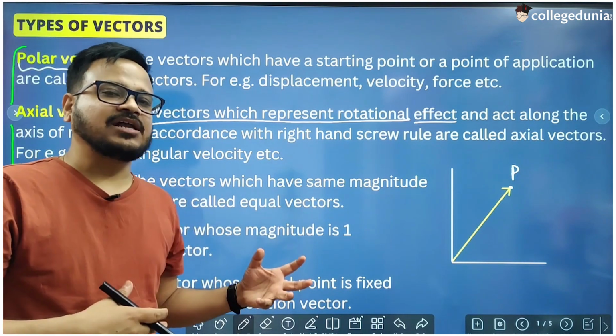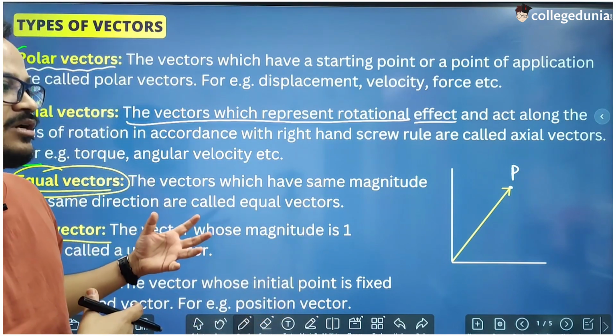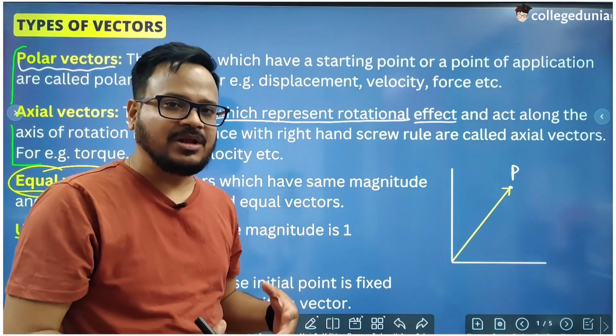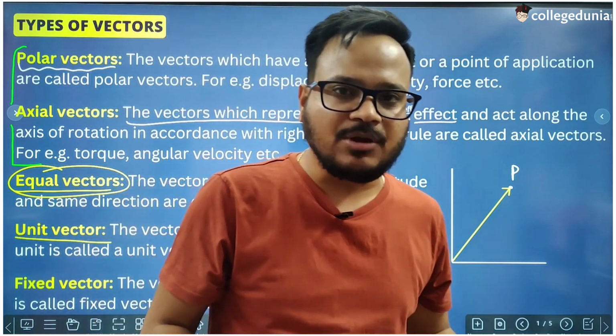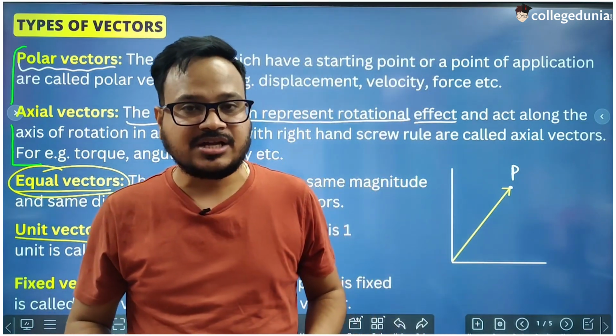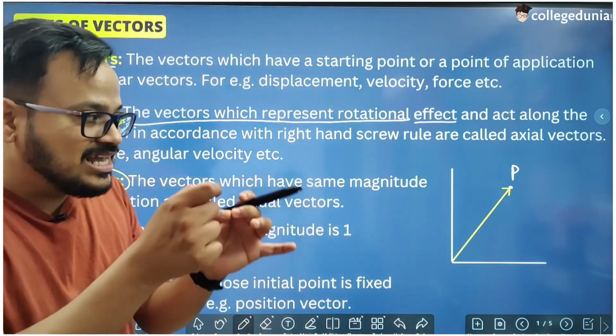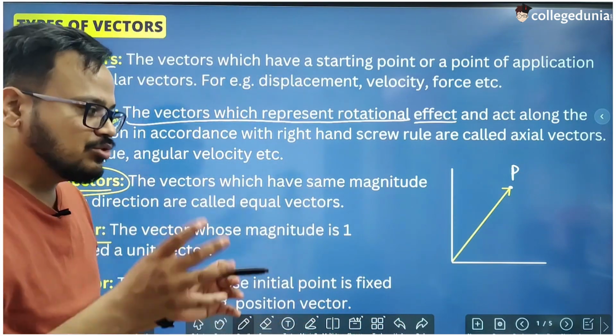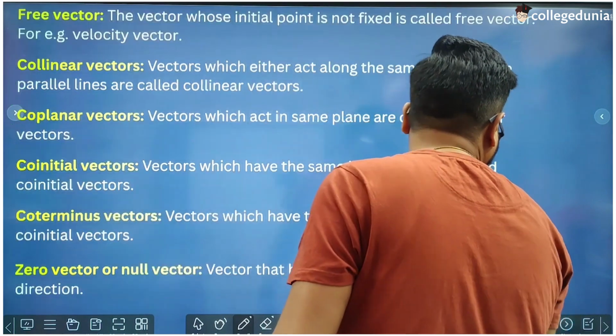And there are other vectors whose initial points are not fixed. They are called free vectors. For example, velocity vector is a free vector because if a body is moving, it can turn in this direction, it can turn in this direction. So we cannot fix the initial point of velocity vector of a body. So such vectors are called free vectors, right?